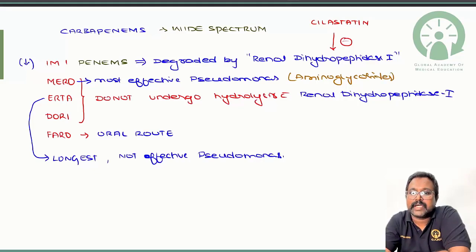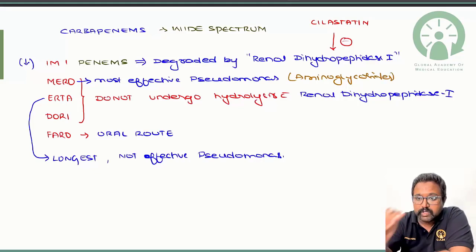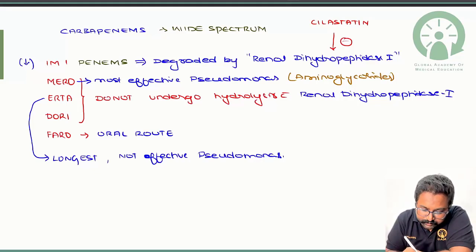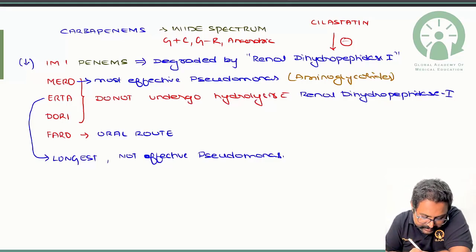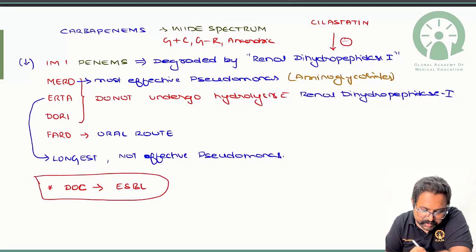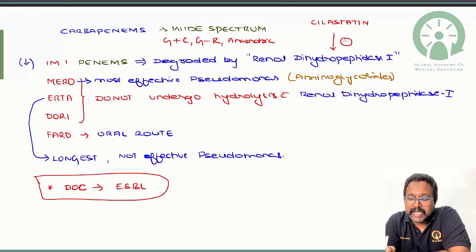So as we said earlier, what do you mean by wide spectrum? It can cover gram positive cocci, gram negative rods, as well as anaerobic infections. And these carbapenems are the drug of choice for extended spectrum beta lactamase producing organisms. They are the drug of choice for extended spectrum beta lactamase producing bacteria.